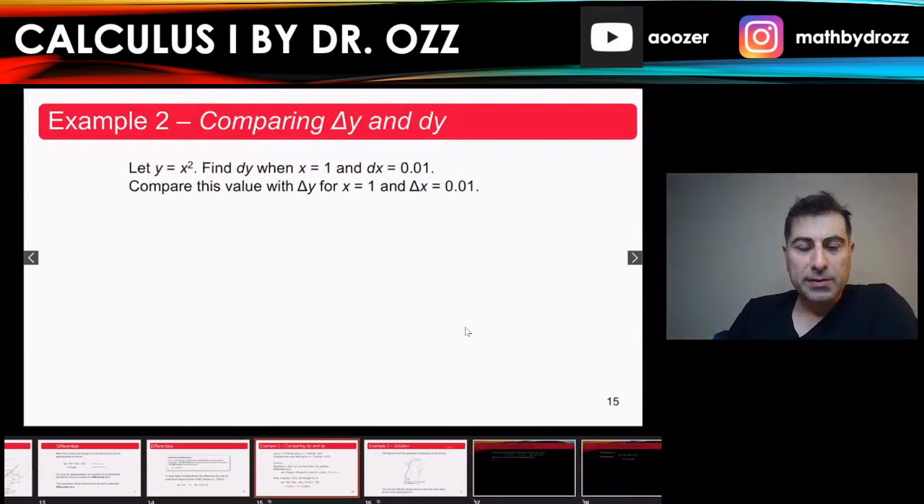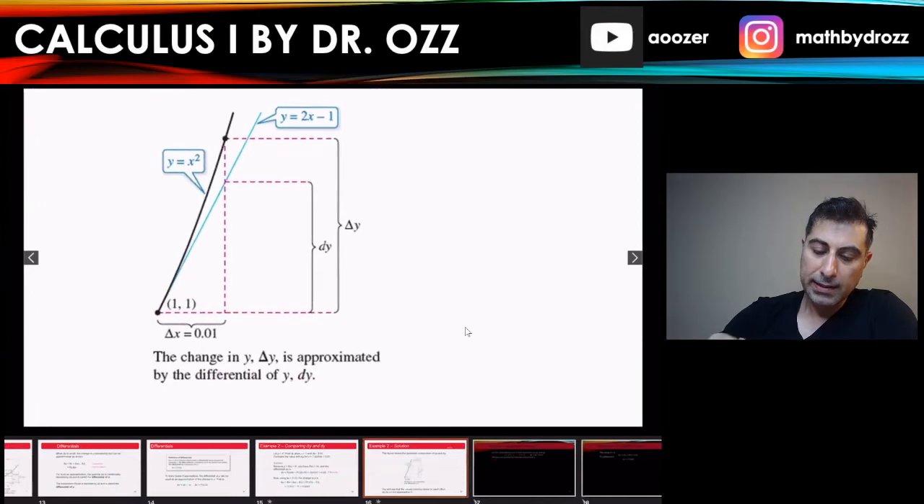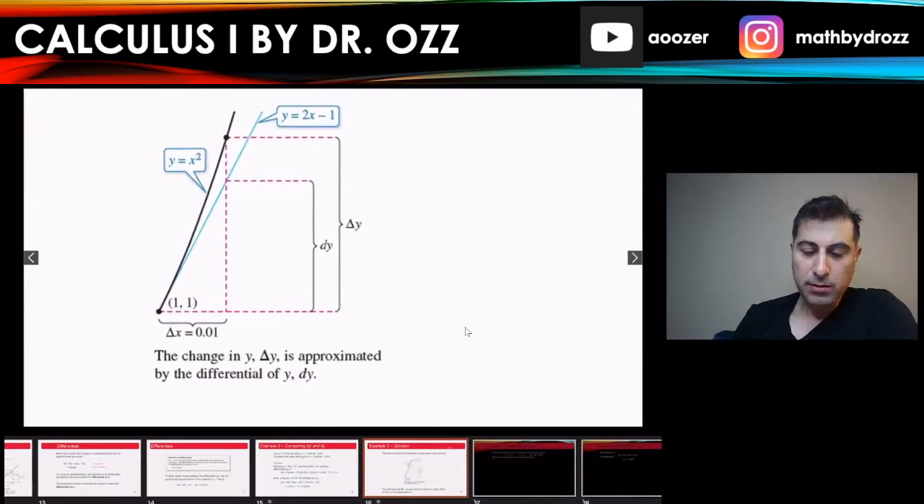All right, let's have an example just to see the difference between delta y and dy. So let's say we have a function y equals x squared, and the question is asking to find dy when x equals 1 and dx equals 0.01. That's the first thing. Compare this value with delta y for x equals 1 and delta x equals 0.01. So we have the y equals x squared curve. Let me just put the graph first. Okay, so this black curve here is y equals x squared, and you have its tangent line approximation here, right? That's a line.